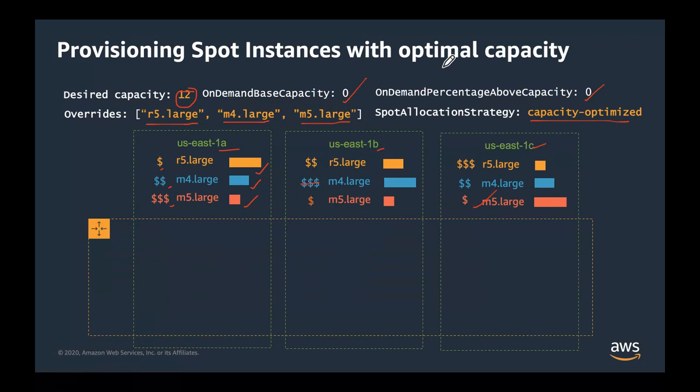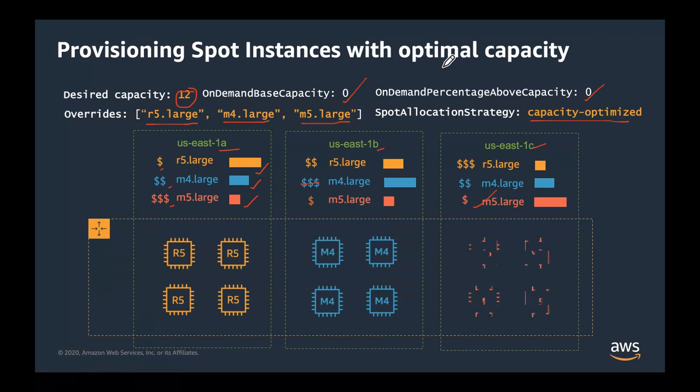So when I try to launch Spot using capacity optimized, it will give me instances from the deepest pool. So in 1A, I get from R5. In 1B, I get from M4. In 1C, I get from M5 again. What that means is that you are cutting down the interruption percentage, because if you are getting from the deepest capacity, chances of interruption are always low, right? And that helps many of our customers bring the interruption down.